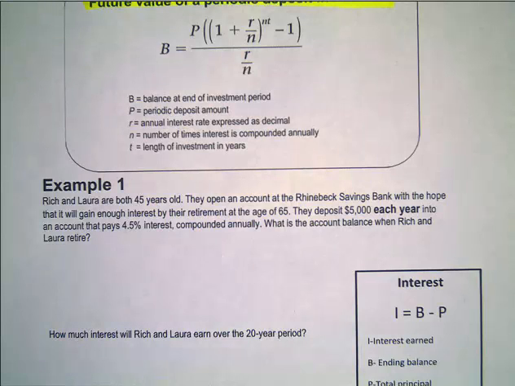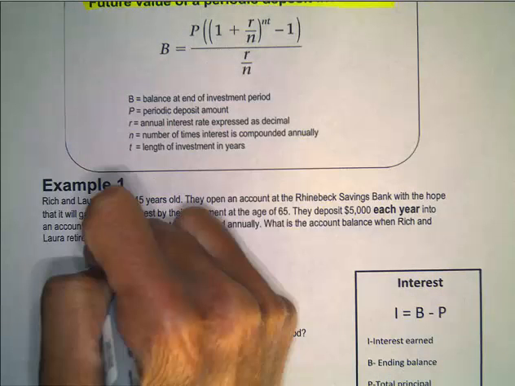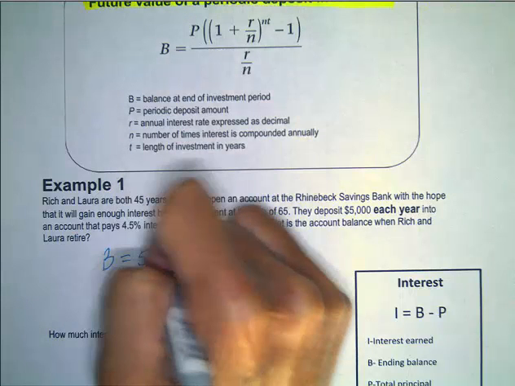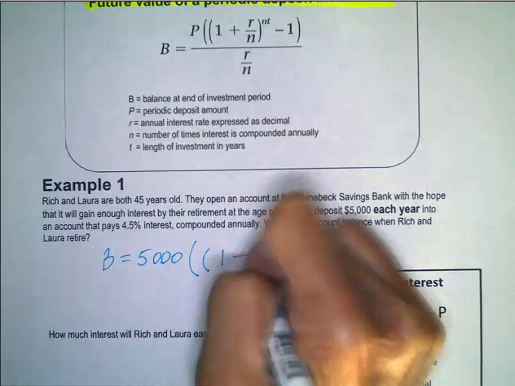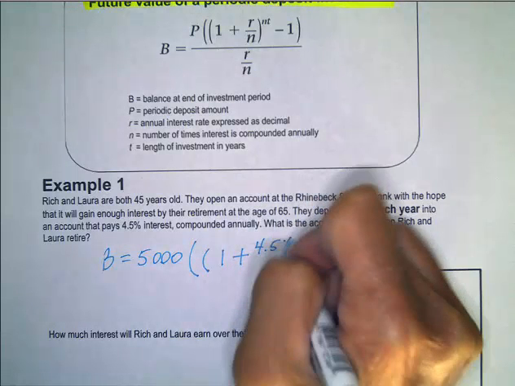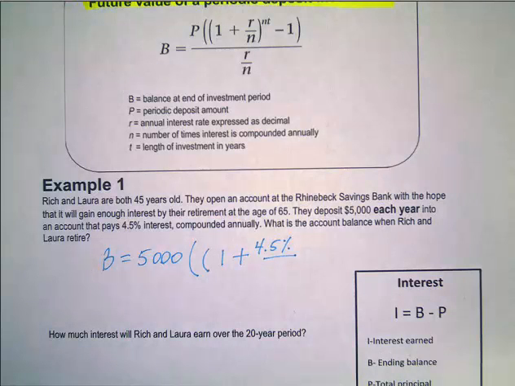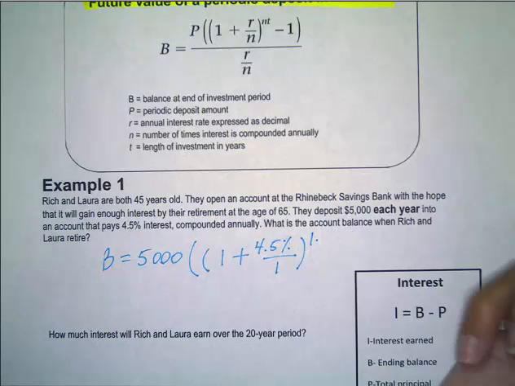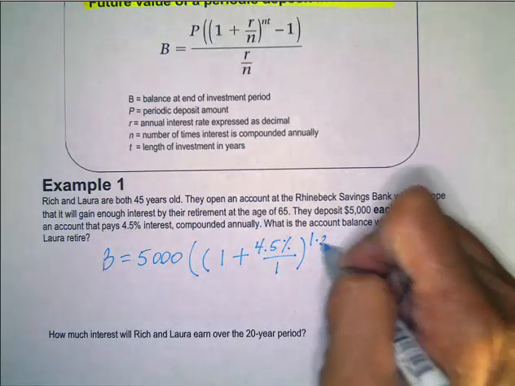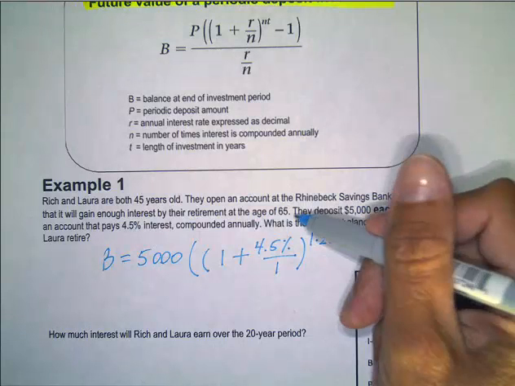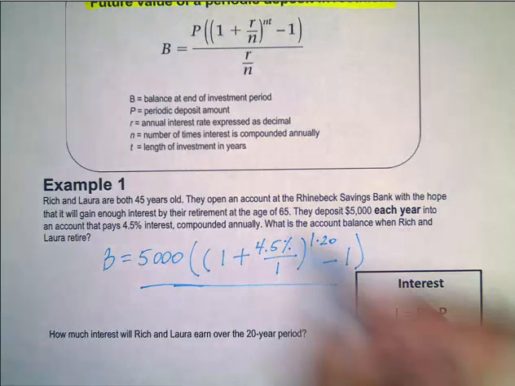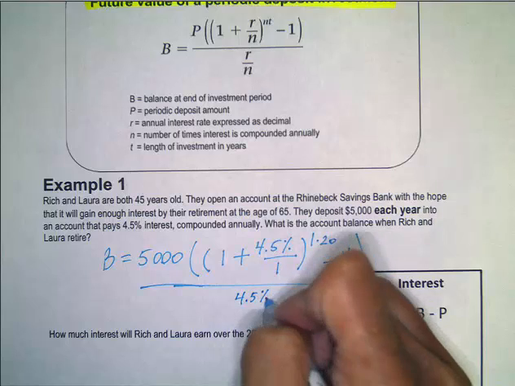All right, so we're looking for the balance. So B equals, our principal is $5,000. 1 plus our rate is 4.5% divided by, well, it is compounded. It doesn't say, oh, yep, it says annually. So annually is once, raised to the 1 times 20. 45 to 65 is 20. And then don't forget it's your minus 1, close your parenthesis, all over your rate, 4.5% divided by 1.